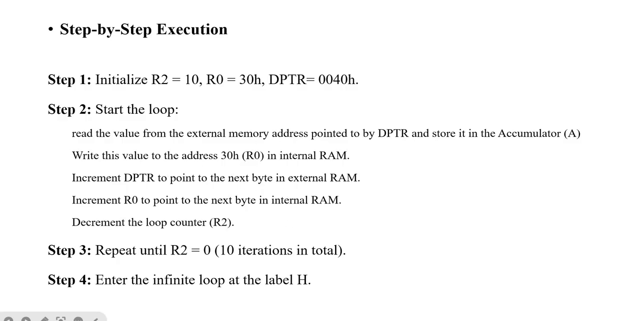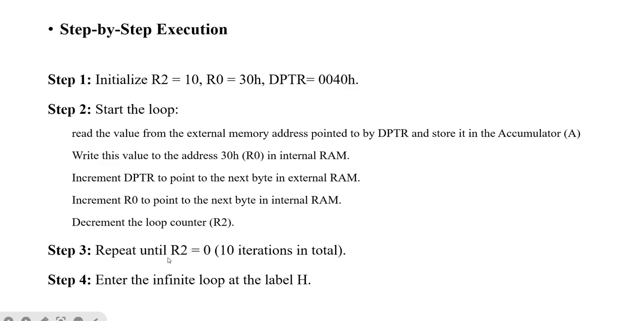Then increment the DPTR to point to the next byte in the external RAM, and increment the R0 to point to the next byte in the internal RAM. Then decrement the loop counter R2. Okay, and this loop will execute 10 times until all the 10 bytes of data are copied to the internal memory location.